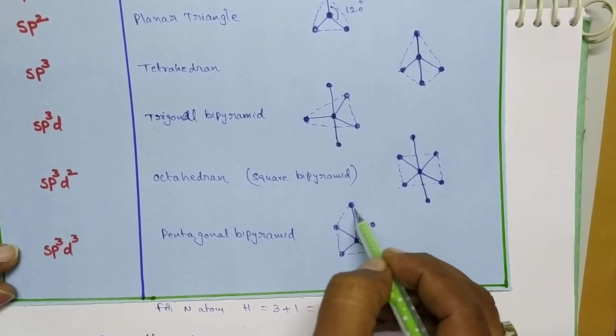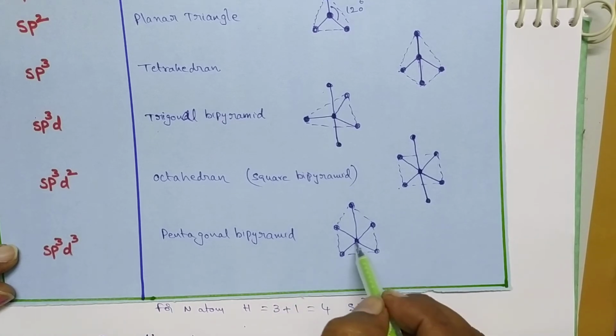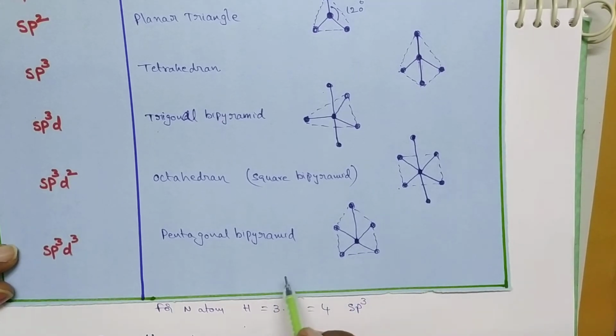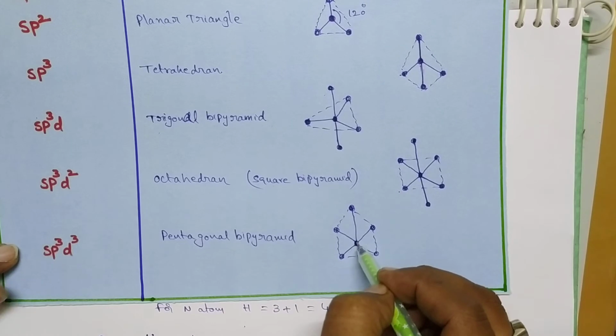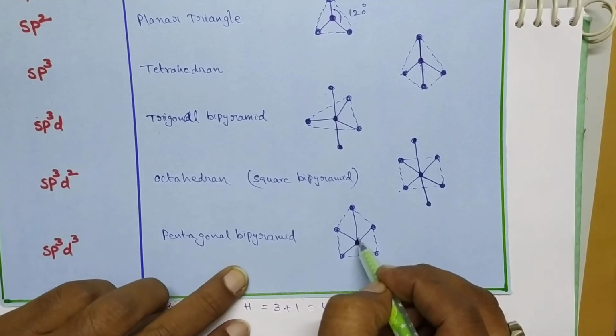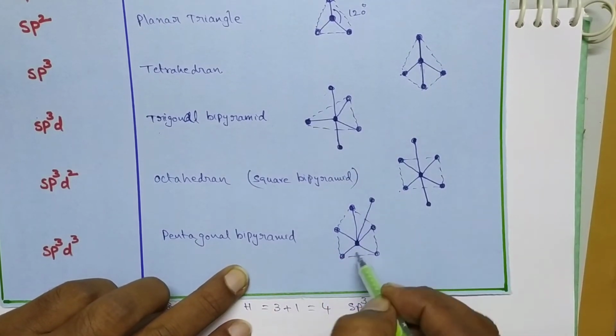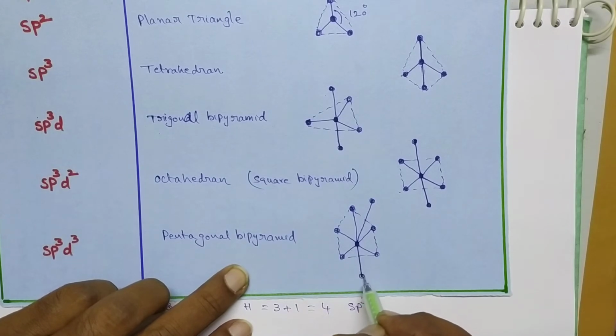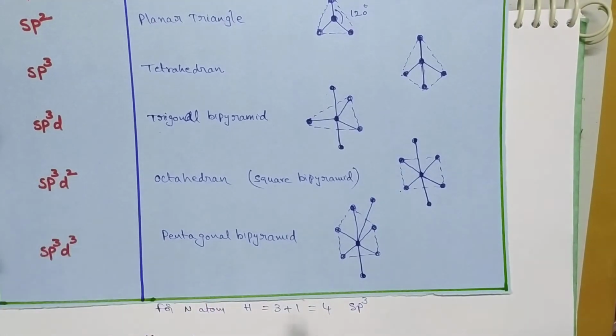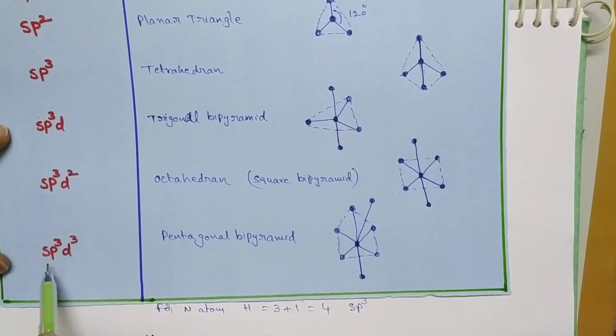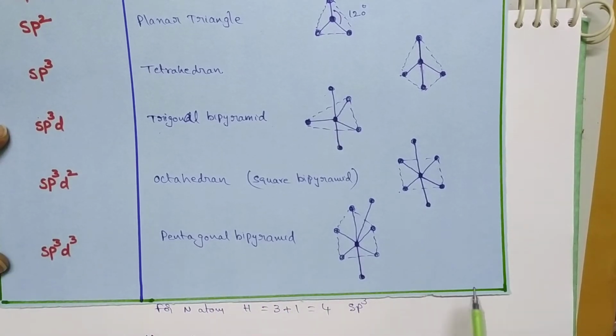So this is a pentagon. 5 atoms occupy the corners of the pentagonal ring, and the 2 other atoms, one is above the plane of the pentagonal ring and the other one is below the plane of the pentagonal ring. So in this way, for sp3d3 hybridization the resultant structure will be a pentagonal bipyramidal structure.